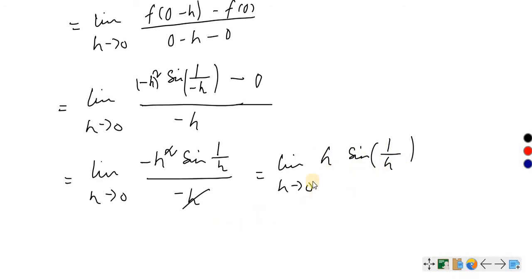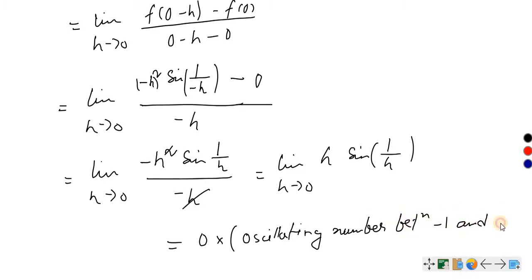So we know that if we put h equals to 0 here, this will be 0 certainly, but what about this? We know the maximum value of sine is 1 and the minimum value of sine is minus 1. So we can write it like this: 0 into an oscillating number between minus 1 and plus 1. So this will be ultimately equal to 0, because anything multiplied with 0 is 0 only. So this is what we have got as the left hand limit.